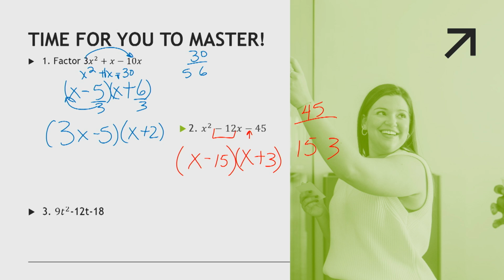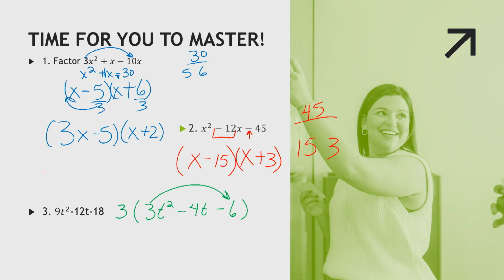Do I have a greatest common factor? Yes, I do. So I'm going to pull out a 3. And what do I have left? I have 3t squared minus 4t minus 6. All right. So then, got my greatest common factor out. So the next thing I need to do is factor my trinomial. So I'm going to multiply my a into my c and rewrite.